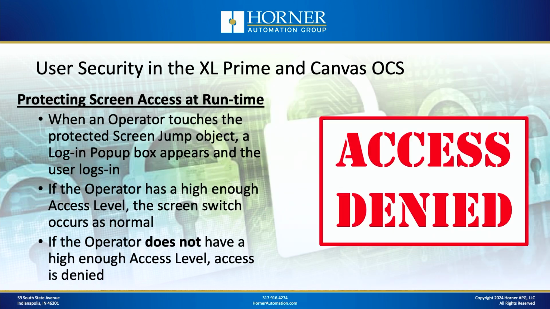Now at runtime, what's going to happen is the operator is going to press the button to attempt to jump to that screen, and then he'll get a pop-up window that will ask for username and password credentials. Once he's entered his username and password, if the access level assigned to those credentials is high enough, the screen switch will occur. If the access level is not high enough, he'll see an access denied message instead. So that's the way that you can protect screen access at runtime using the CAN security feature in Excel Prime and Canvas.